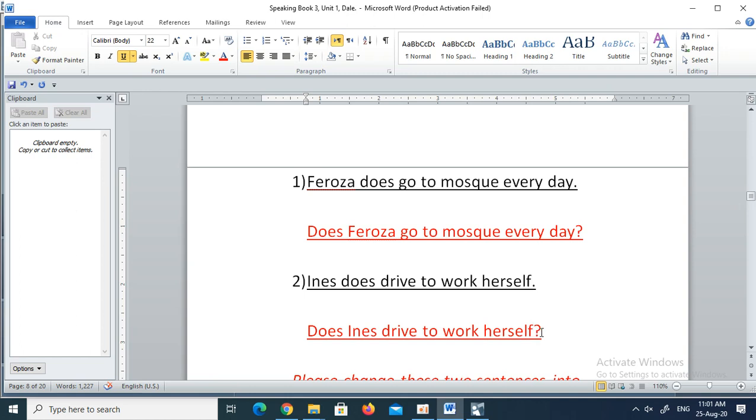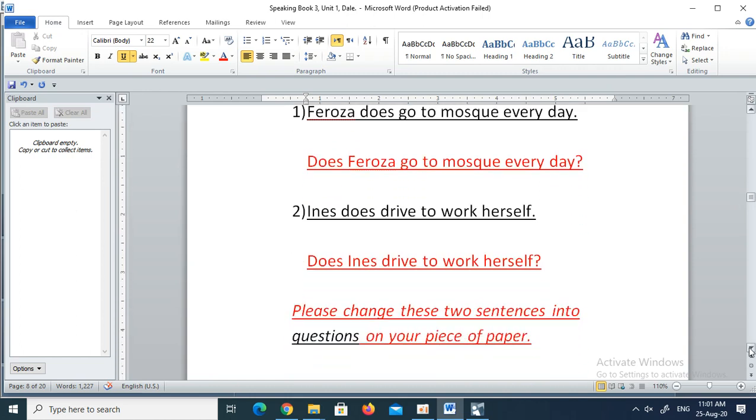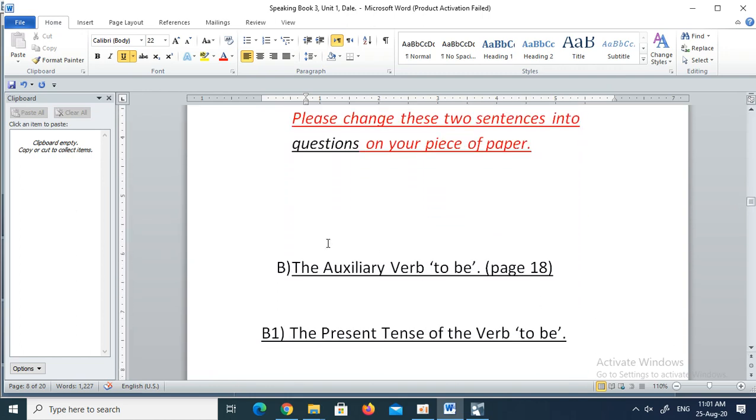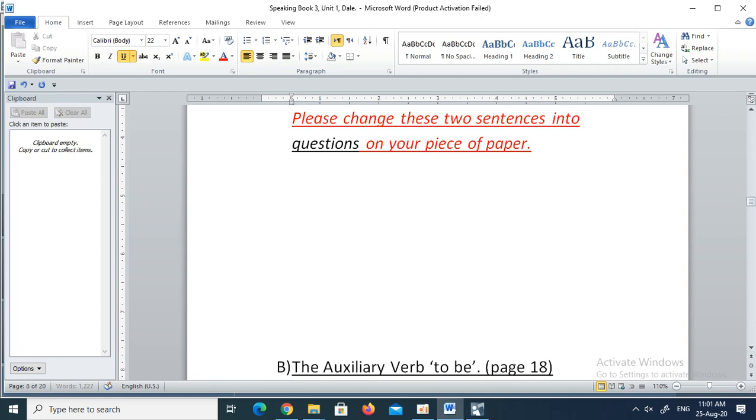So that is how you change the statement into a question. So those should be your answers. Does Feroza go to mosque every day? Does Inaz drive to work herself? Okay, let us carry on.